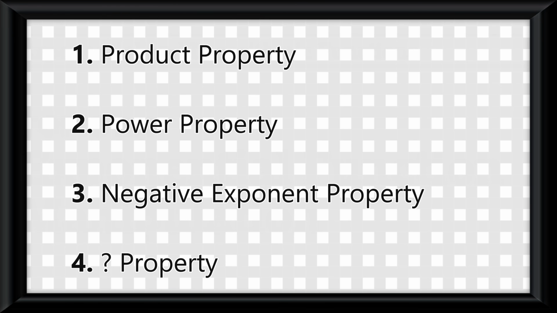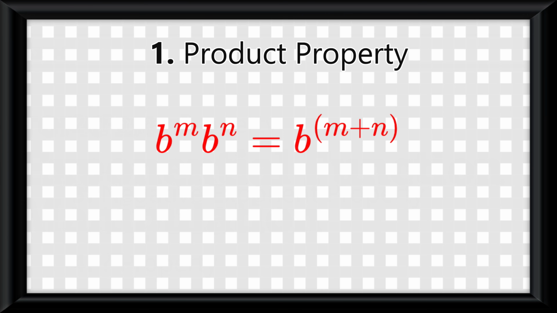We'll go in order and start with the first one, the product property, which says that b to the m multiplied by b to the n is equal to b to the m plus n. So what to take from this is that if you multiply two values with an exponent that have the same base, or b, then you are really just adding their exponents.